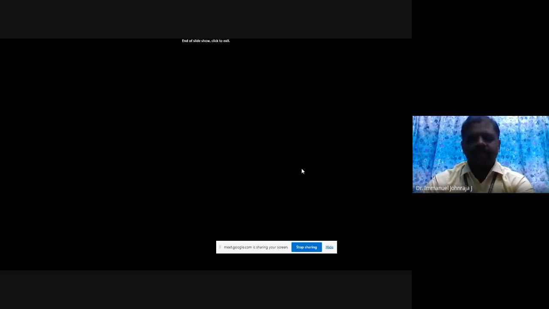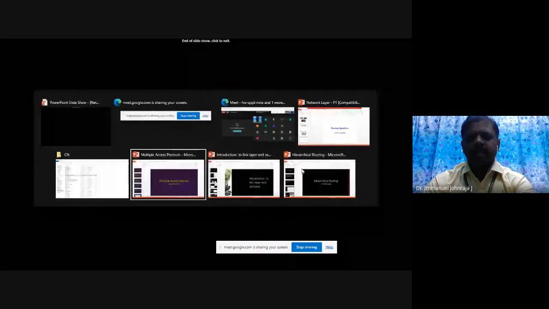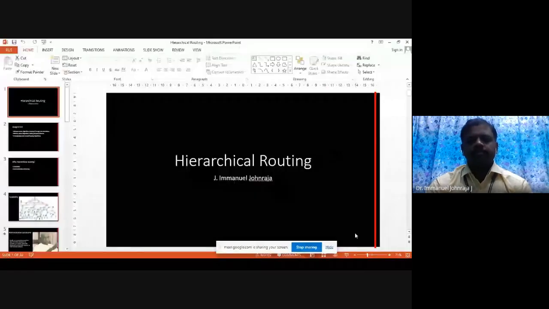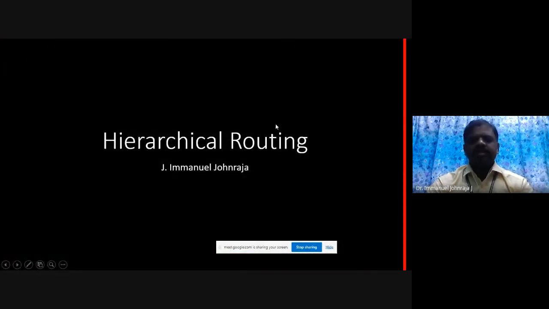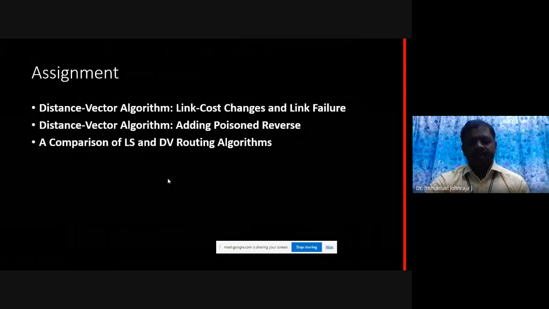I have other things. I have got something on hierarchical routing. I have shared the screen of hierarchical routing. Please tell me if this is not visible to you. Okay, moving on. I have given some assignment. This is the same presentation which I used to handle the class, and I'm sure you have submitted the assignments earlier.